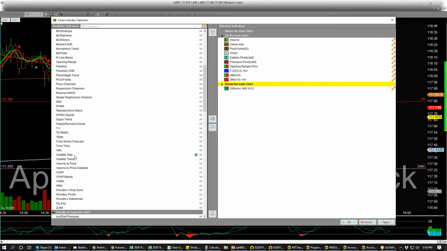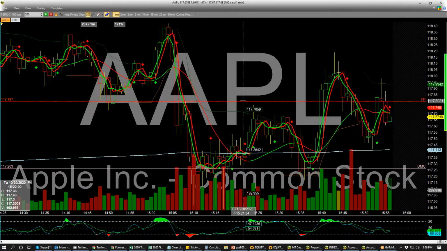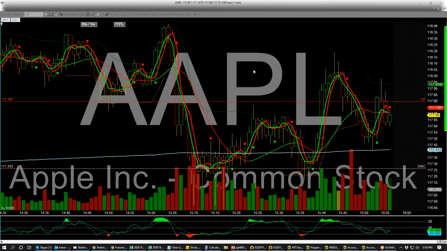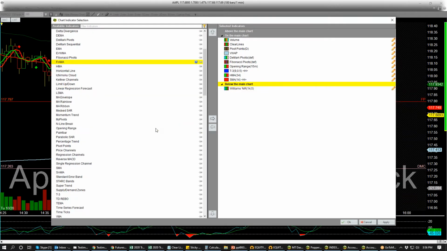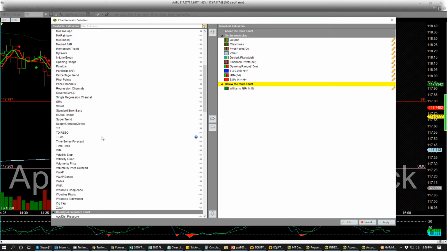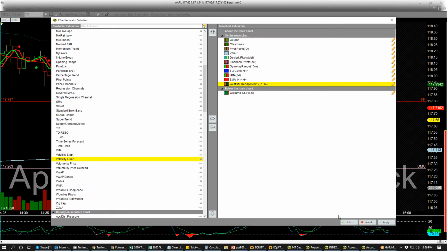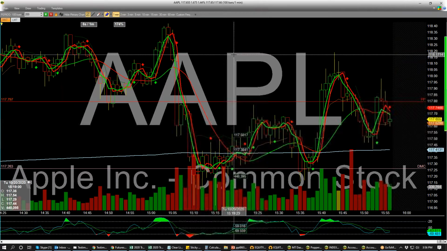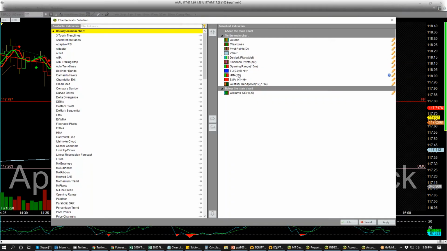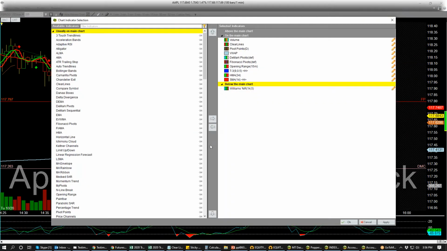Getting near the bottom here. Volatility stop. Yeah, I think we looked at that last week. I didn't see any help there. I guess it gives you ideas where to set stops based on volatility. Volatility trend. Again, looks confusing to me.